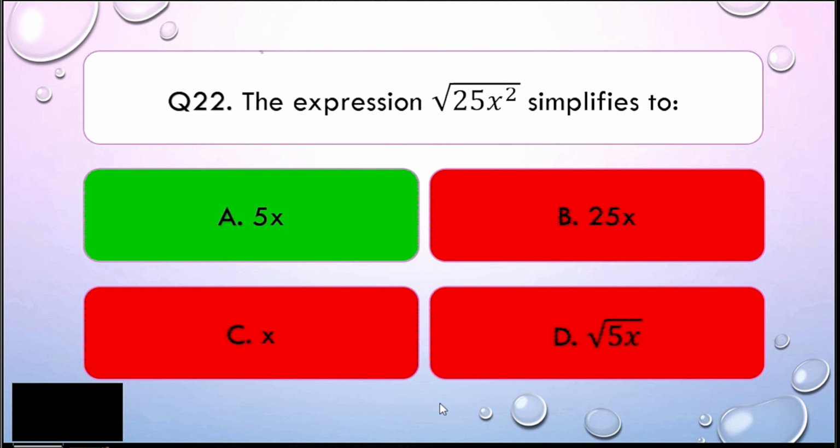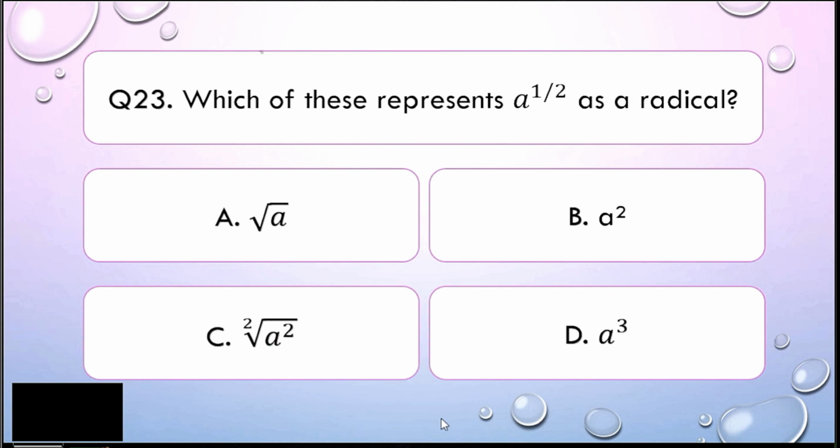So now let us go to question number 23. Which of these represents a to the power of 1/2 as a radical? Okay, a radical expression. Is it A, square root of A, B, A squared, C, square root of A squared, or D, A cubed? I'll give you 5 seconds to think about your answer.